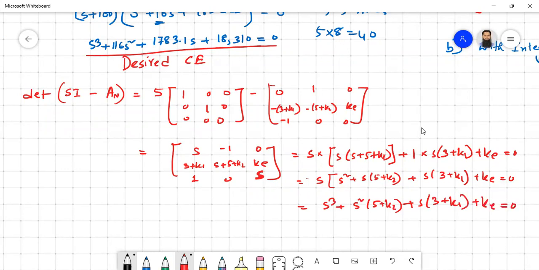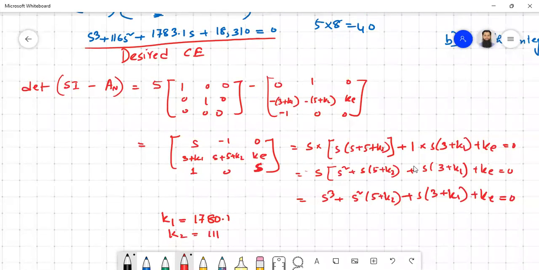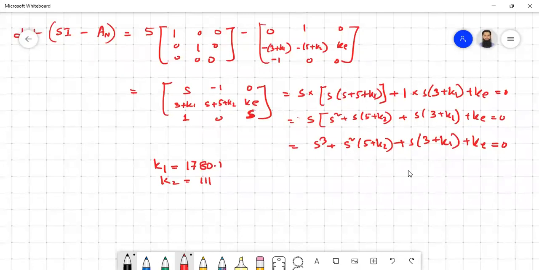Now if you compare this equation with our desired characteristic equation and find the values of K1, K2, K3, then we are going to see that K1 will be 1780.1, K2 will be 111, and K3, or K, should be 18310.